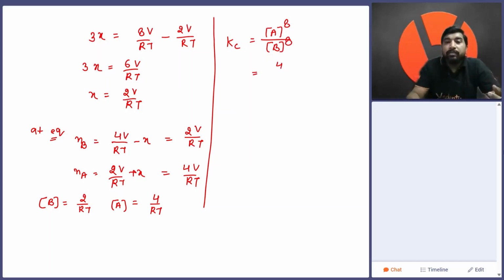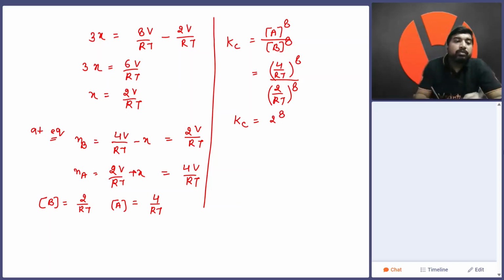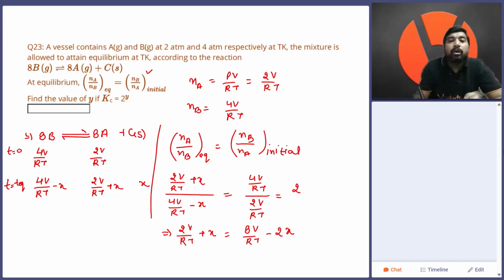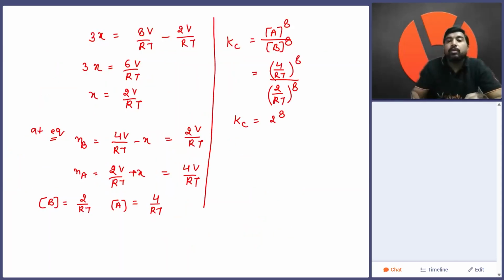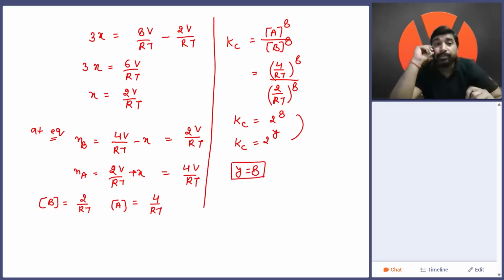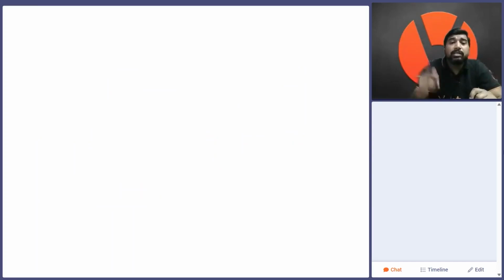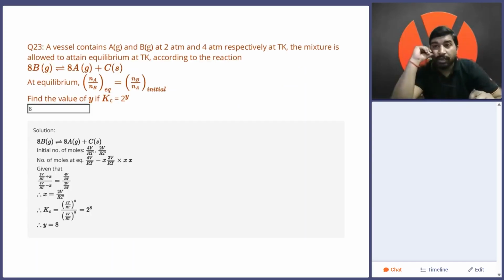So concentration of A is 4 upon RT whole to the power 8, and concentration of B is 2 upon RT whole to the power 8. So Kc is equal to 2 to the power 8. And in the question, the value of Kc is equal to 2 to the power y. So we know that Kc is equal to 2 to the power y. From here we can say y is equal to 8. Now we need to cross check the answer. Yes, definitely 8 is the right answer.